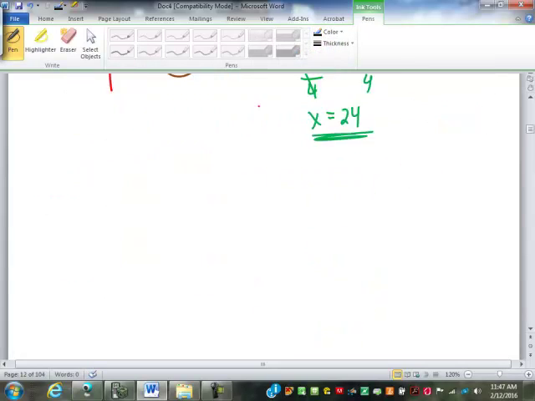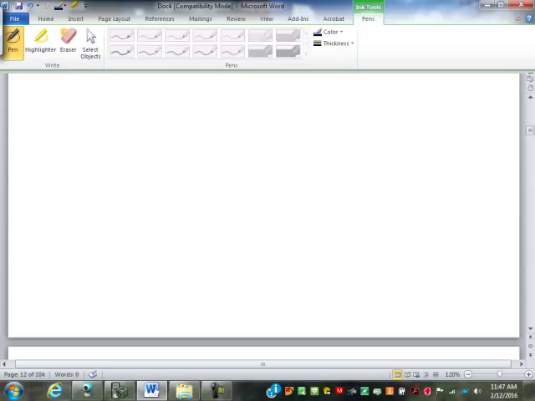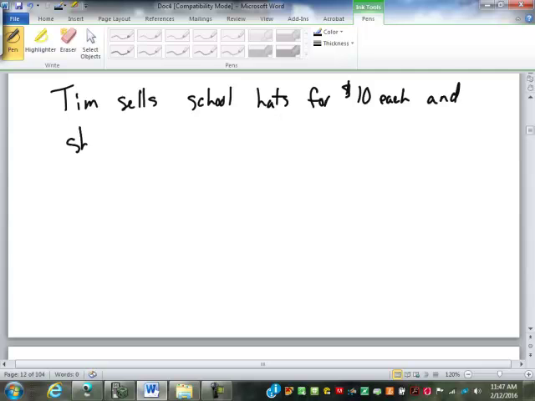A little more complex than that would be something like this. Let's say Tim sells school hat items with the school logo on it. We're going to call them school hats, for $10 each, and school shirts for $15 each.